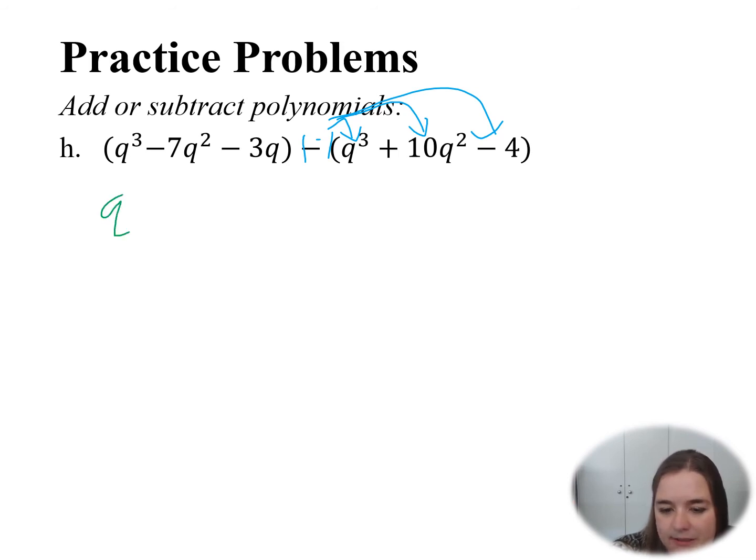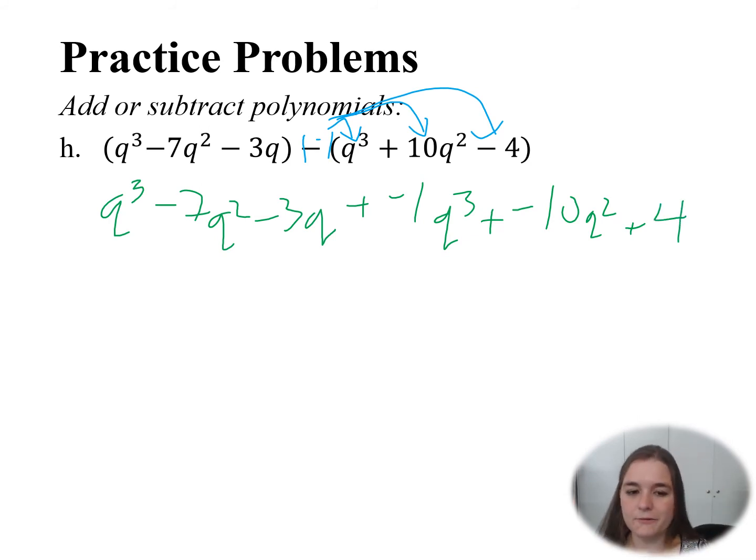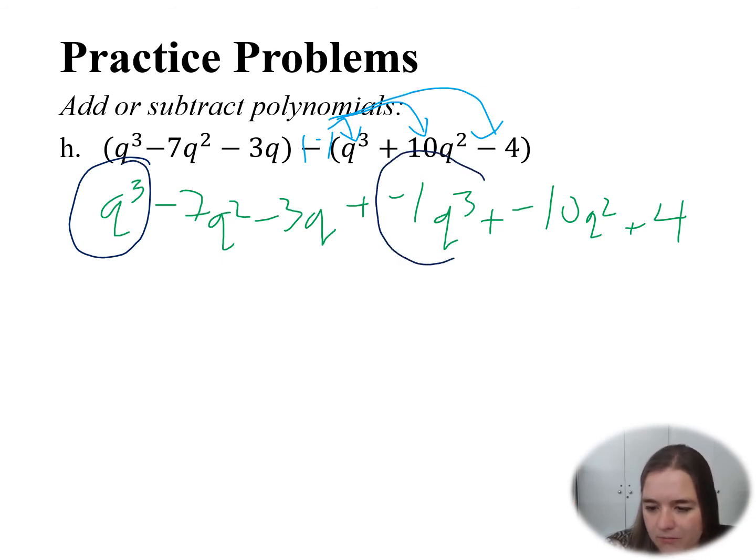This first one here stays the same. Q cubed minus 7q squared minus 3q plus, I have negative 1q cubed plus a negative 10q squared plus negative 1 times a negative 4 is plus 4. So now I can use the vertical method, or this time let's do it just in our horizontal fashion here. I have q to the third plus a negative 1q to the third. Well, that's going to cancel out. Positive 1 and a negative 1.